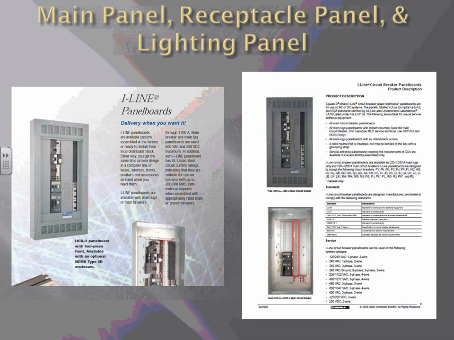So, cut sheets for our panels. We're using Square D, I-Line, and MQ panels. We've got a 500 amp main panel, main breaker. We have a 225 amp lighting panel, main lugs only, and a 100 amp receptacle panel that is also main lugs only. Power system, 208/120Y, three-phase, four-wire.